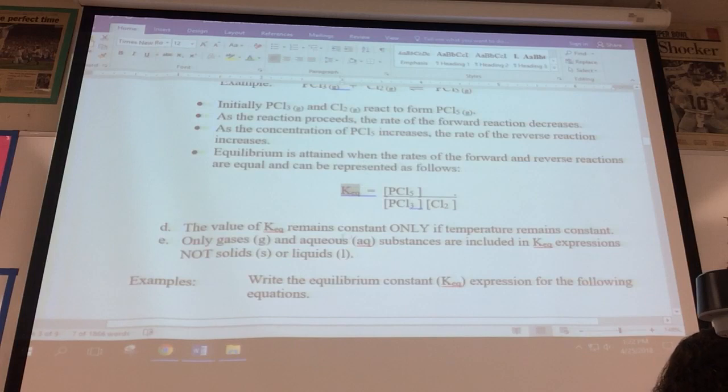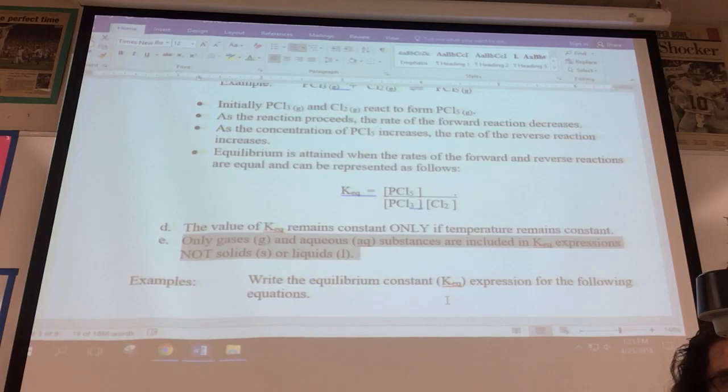We can solve for KEQ. You will see that KEQ values are temperature dependent. If you change temperature, you will change the value of KEQ, and we'll talk about that next time. But you'll see that temperature is the only factor that alters the value of KEQ. And when you're writing KEQ expressions, you only put gases or aqueous substances in KEQ expressions. No solids, no liquids.